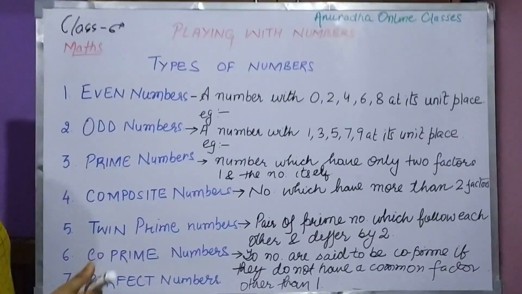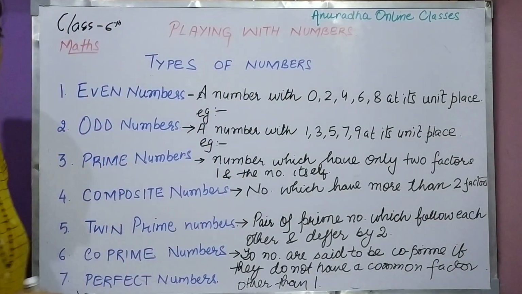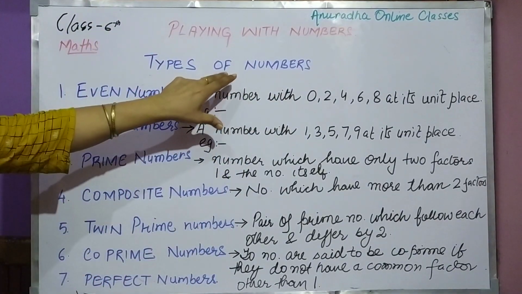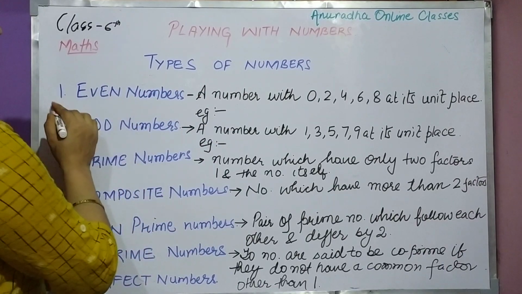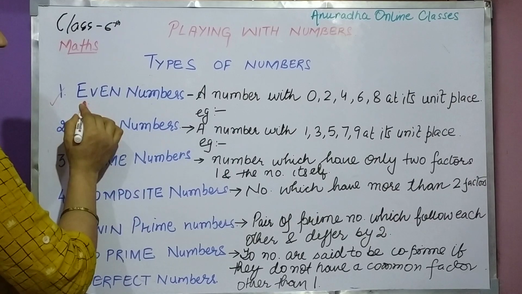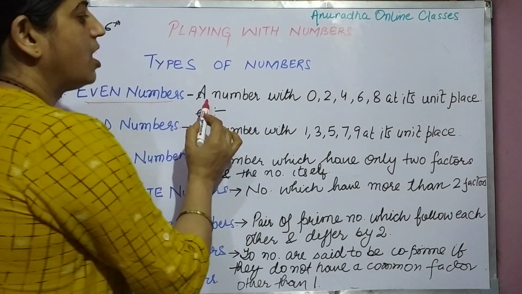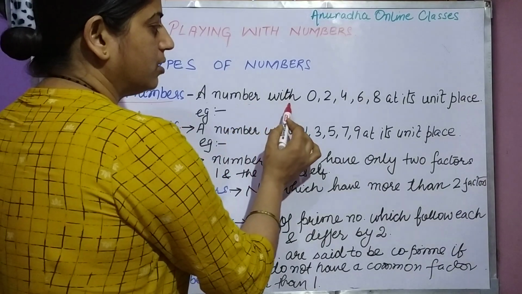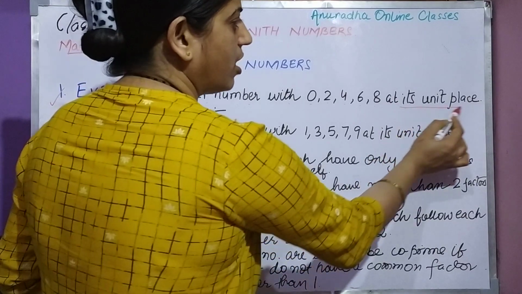So let us start the chapter. Types of numbers. There are different types of whole numbers. The first one is even numbers. You know what are even numbers? Even numbers are the numbers with 0, 2, 4, 6 and 8 at the unit place.